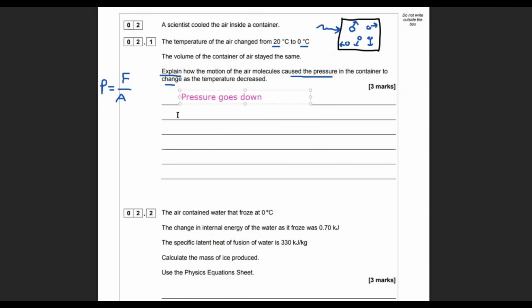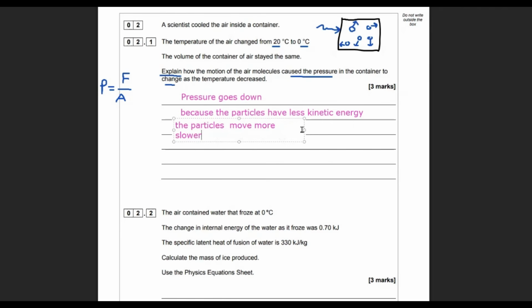So the pressure is going to get less. Why is that? Because the particles have less kinetic energy. If you decrease the temperature, temperature is a measurement of the average or mean kinetic energy of the particles. Or I can say the particles slow down, or the particles move more slowly, or are not as fast. That's all semantics, all language. Anything that says they're moving more slowly.